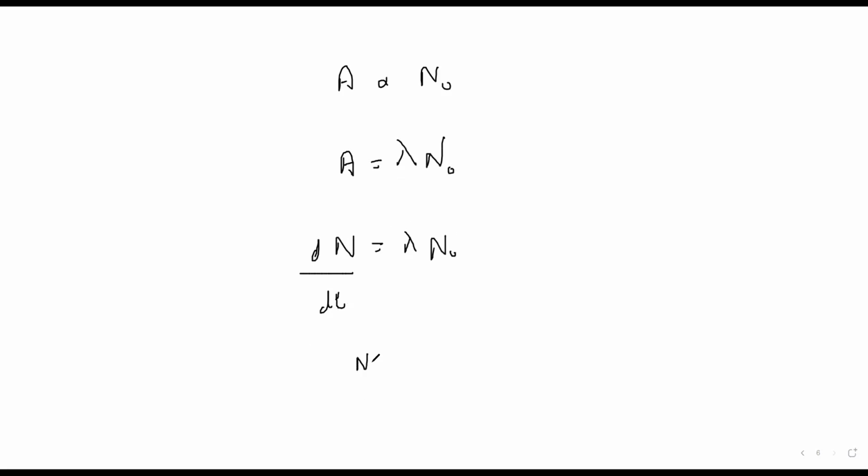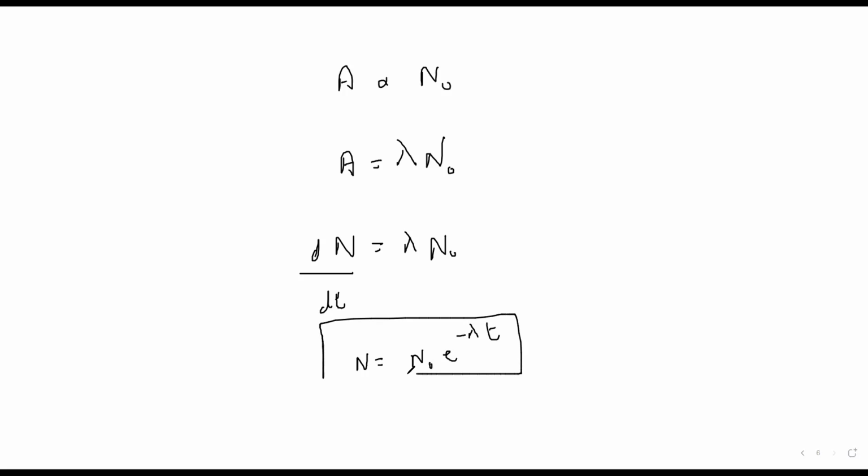So I can simply say A is proportional to the original number. When we replace the proportionality sign with equals, we add a constant, so it is lambda and N naught. N naught is the maximum number, A is the activity, and lambda is called the decay constant. Activity is dN by dt, the rate of change of radioactive nuclei, equals lambda N naught. When we solve this equation, we get the exponential function N equals N naught e raised to the power minus lambda t. So this is important.